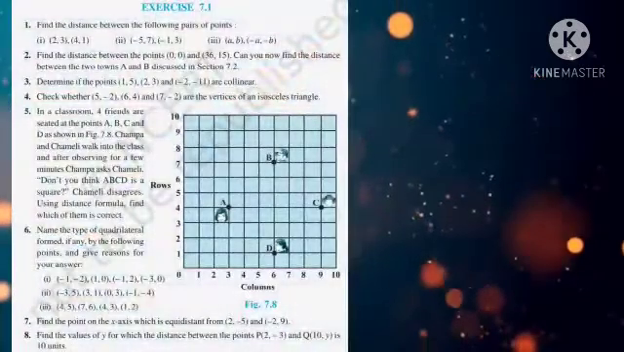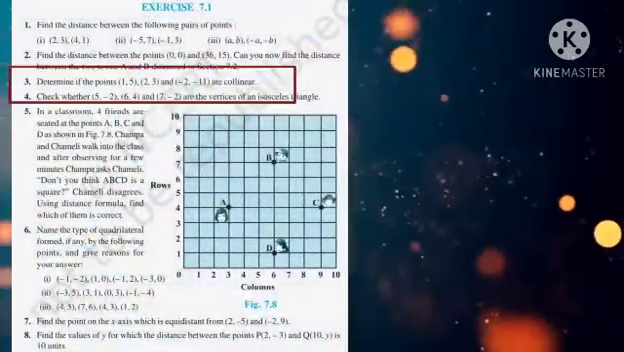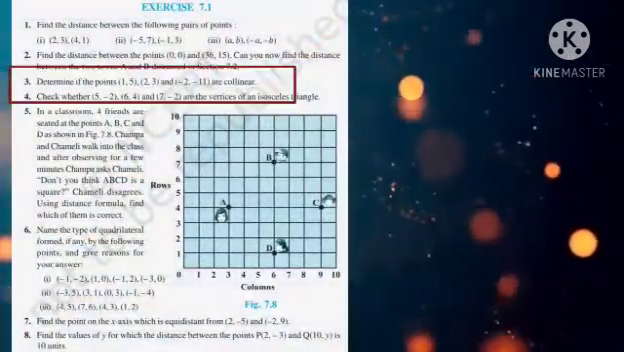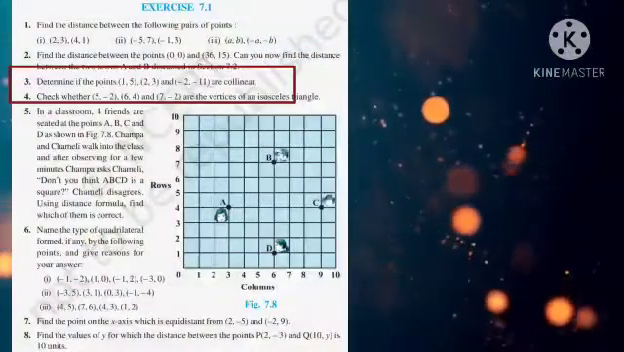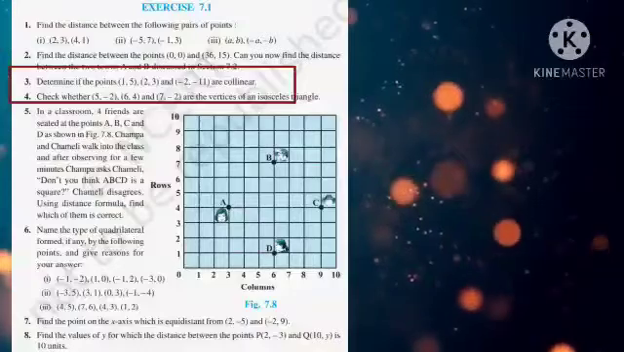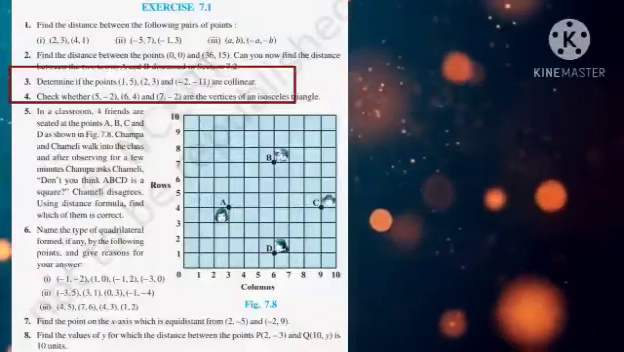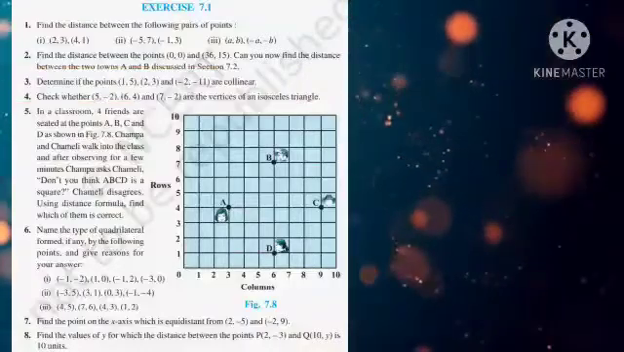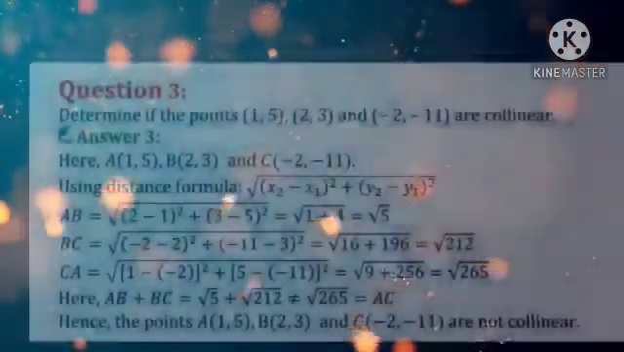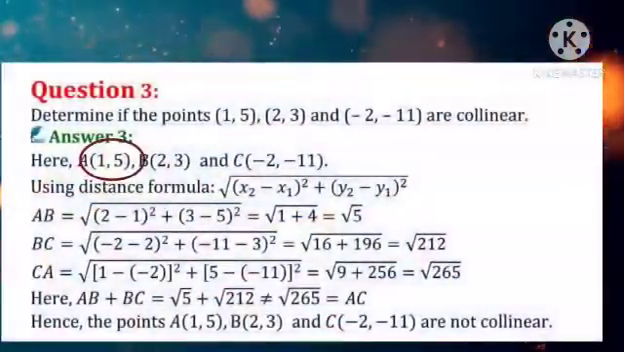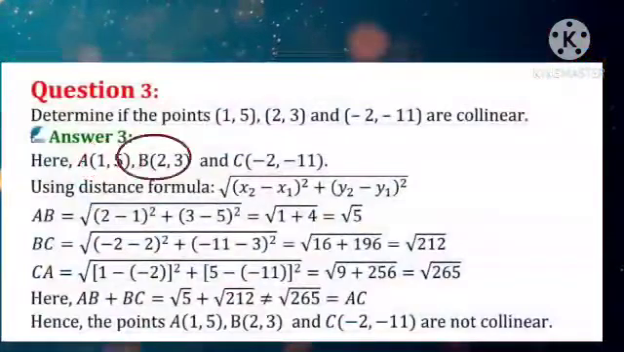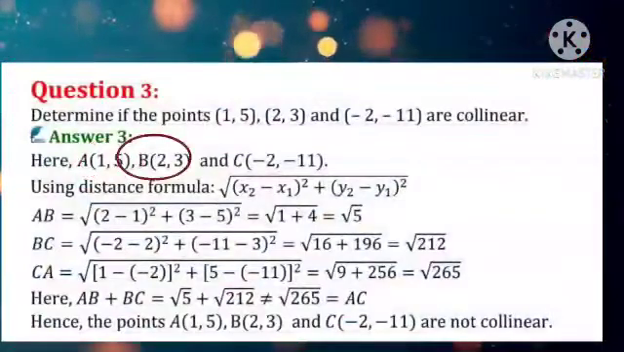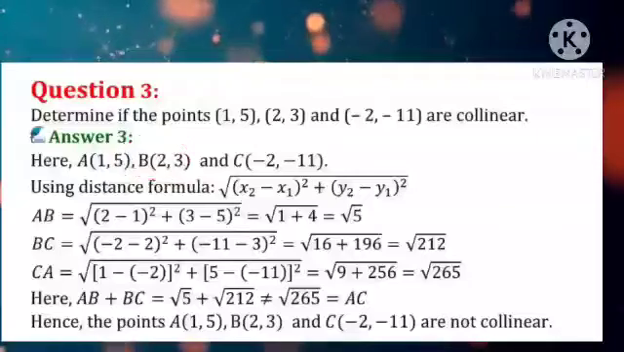In question number 3, we have to determine if the given points are collinear or not. Dear students, we know that collinear points are those points which lie on the same line. Now let us try to solve this question. Let the given 3 points be A, whose coordinates are 1 and 5, another is B, whose coordinates are 2 and 3, and point C, whose coordinates are minus 2 and minus 11.